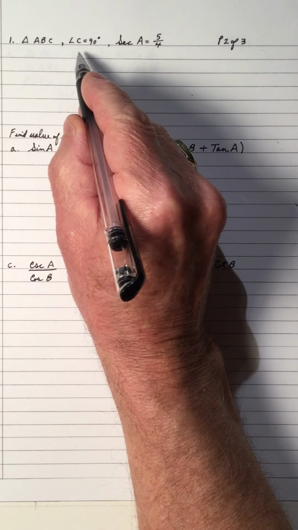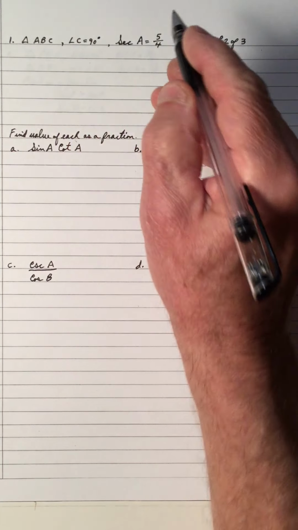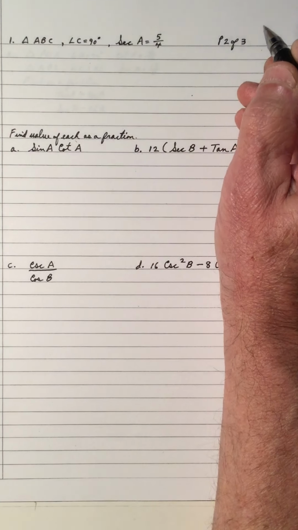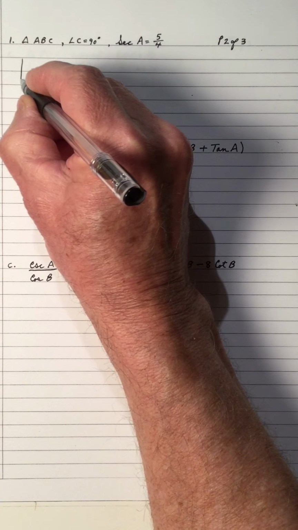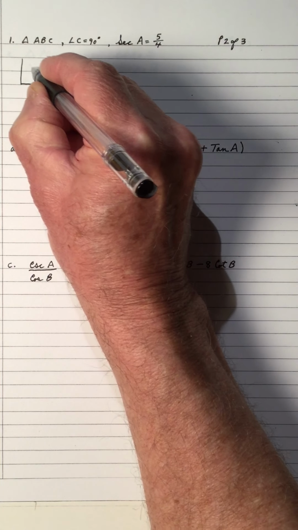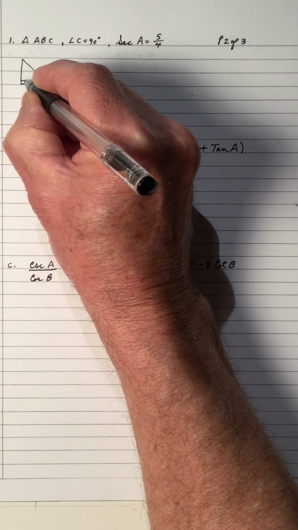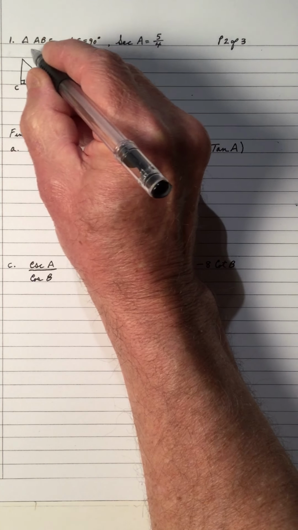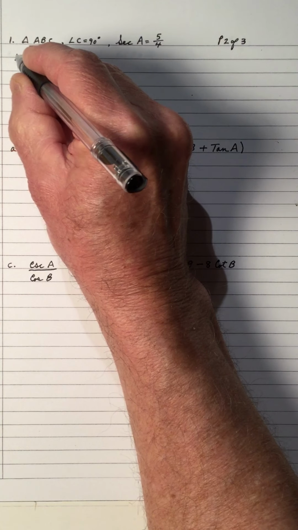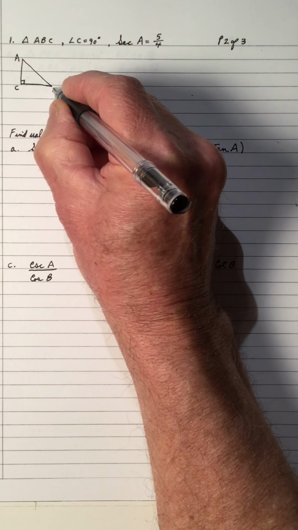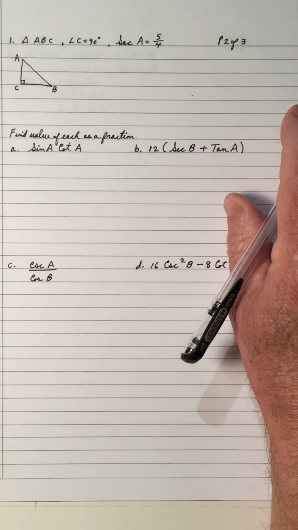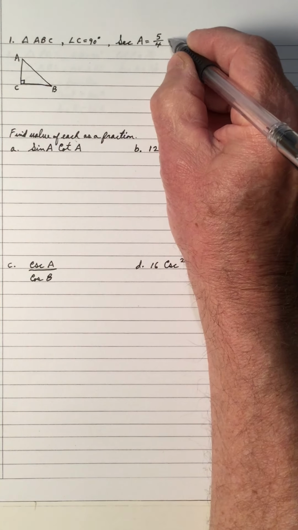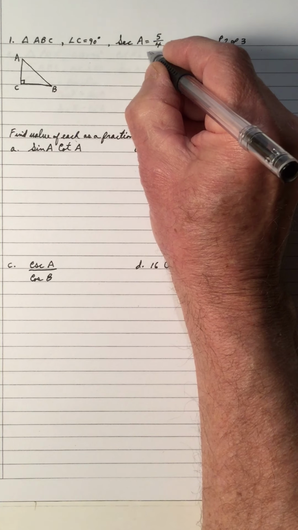Triangle ABC has angle C 90 degrees. The secant of A equals 5/4. So let's draw the triangle ABC. Angle C is 90 degrees, so let's put that in. We have A and B and C. I'm going to put A up here and B here. And we have that secant is 5/4.